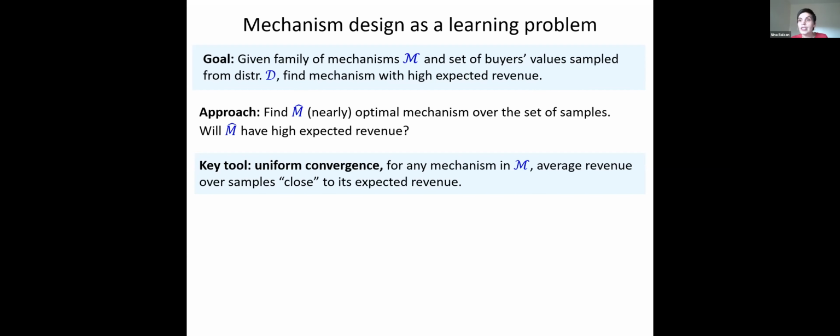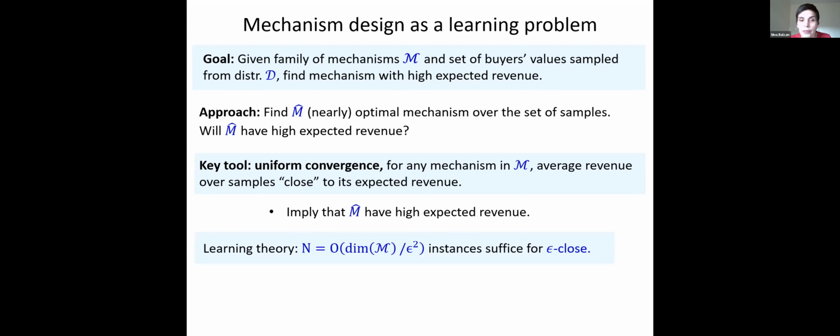These uniform convergence bounds are very, very nice. They're very strong. Why? Because once we have enough samples in the training set to guarantee uniform convergence, we will know that a mechanism M hat that does well over the training set of typical instances will also generalize. In particular, its revenue on new random instances will be close to the revenue of the best mechanism in our fixed parameterized family of mechanisms. So once we have enough samples to achieve uniform convergence, we basically get generalization.